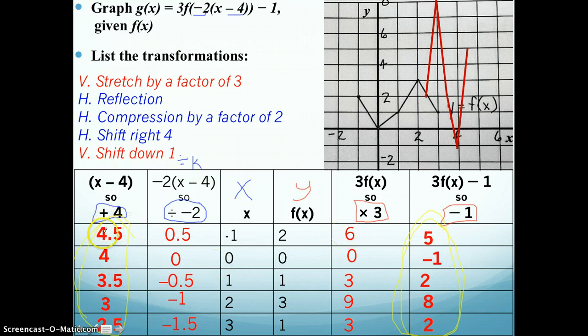Now hopefully you can see, this 4.5, its corresponding y value is 5. So at 4.5, 1, 2, 3, 4.5, I go up 1, 2, 3, 4, 5, and I have a new point right here.